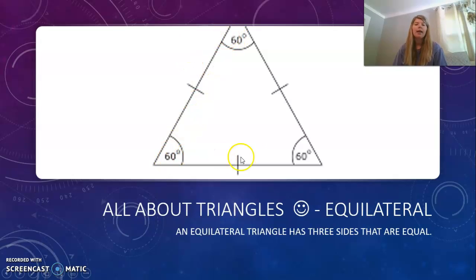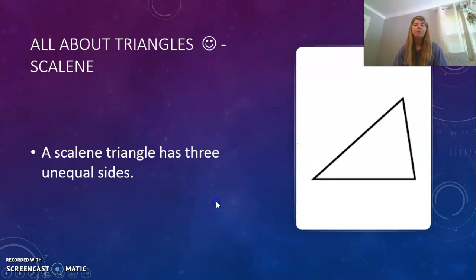So we see here that each of the sides are the exact same length, and they even have the same angles inside of them. Last, we have a scalene triangle. So we have the scalene here, has our picture. And a scalene has 3 unequal sides. So we can see that no matter how we look, the sides of this triangle are not going to be the same.